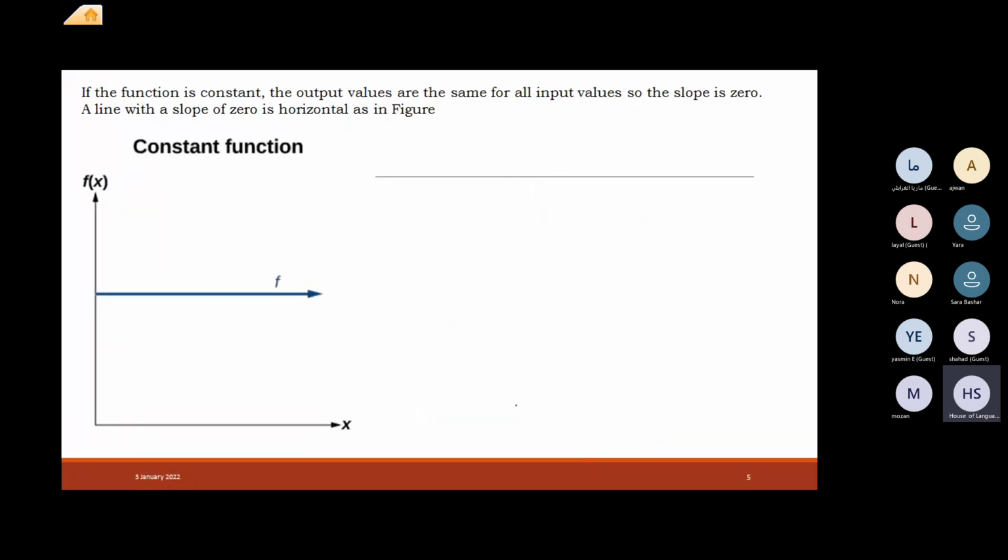Now we stopped at the constant function. What do I mean by the constant function? If the function is constant, the output values are the same for all input values.